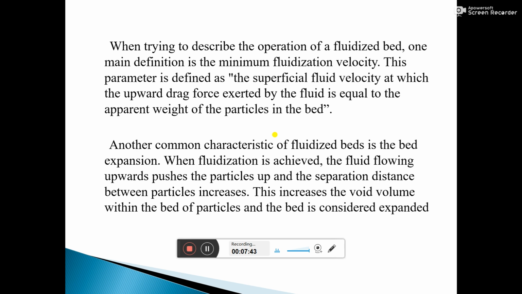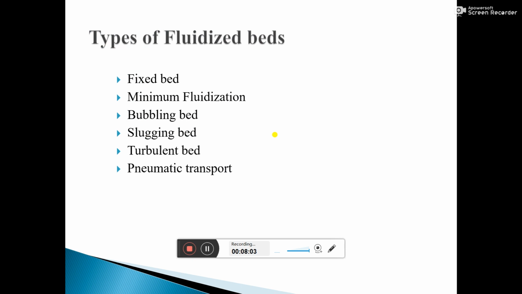Another common characteristic of fluidized beds is bed expansion. When fluidization is achieved, fluid flowing upwards pushes the particles up and the separation distance between the particles increases. This increases the void volume within the bed of particles and the bed is considered expanded. Types of fluidized beds. There are 6 types of fluidized beds.